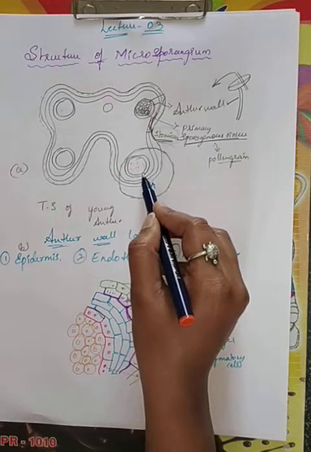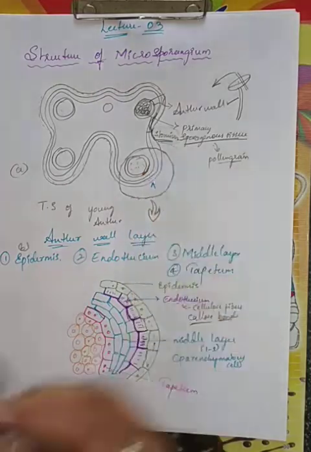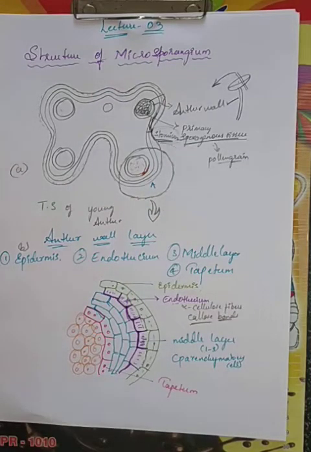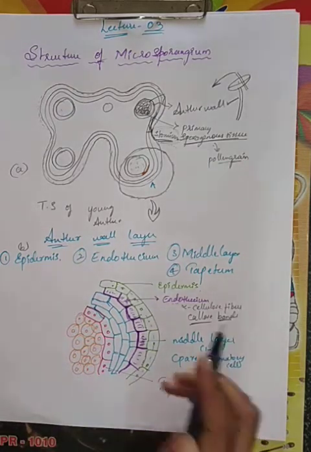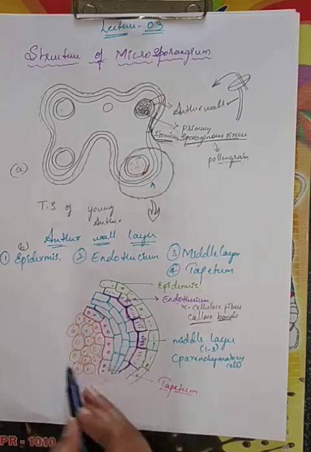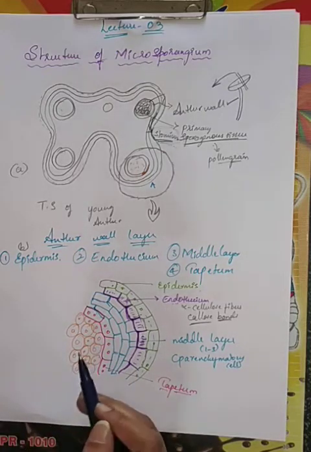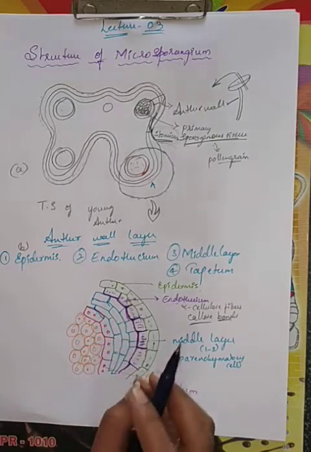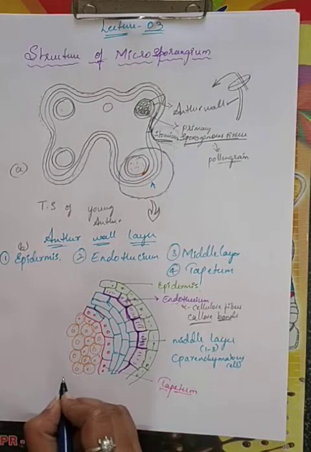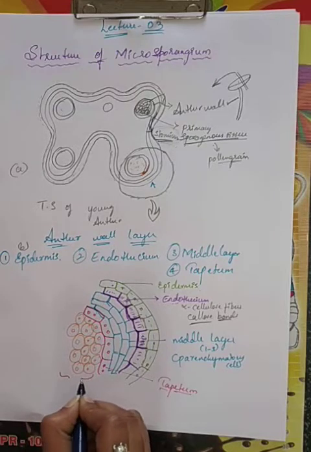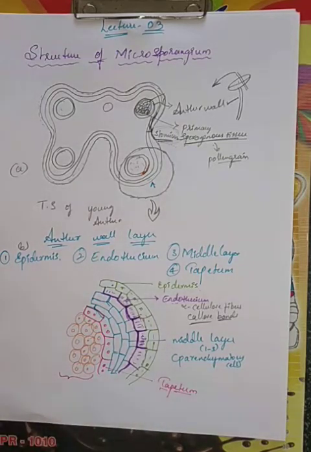Now I am going to discuss the tapetal layer. This tapetal layer is single layered, and it is very thick. And what is the function? Nourishment of the sporogenous tissue, or one more name for sporogenous tissue, the microspore mother cell. These are all nothing but the MMC.